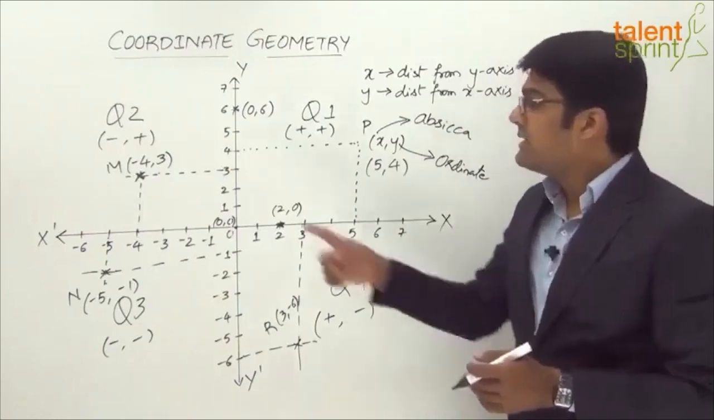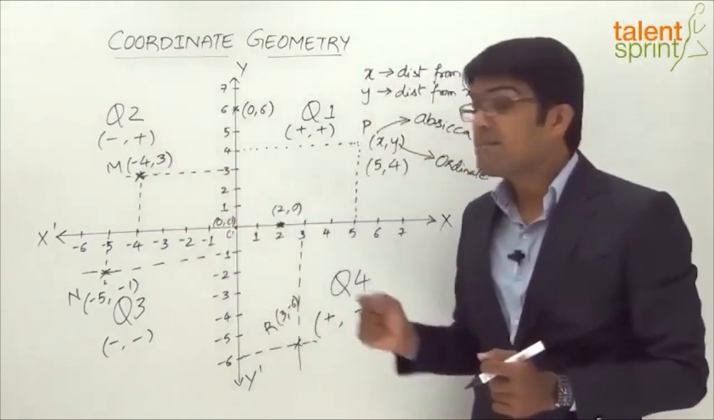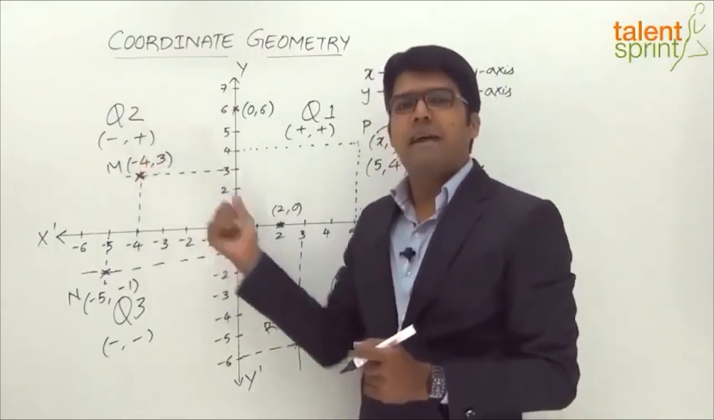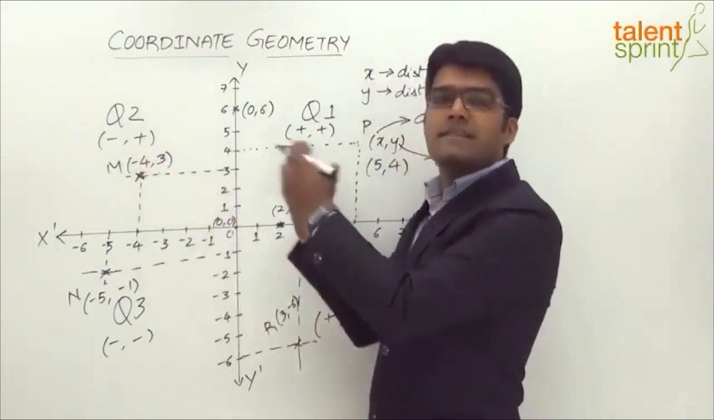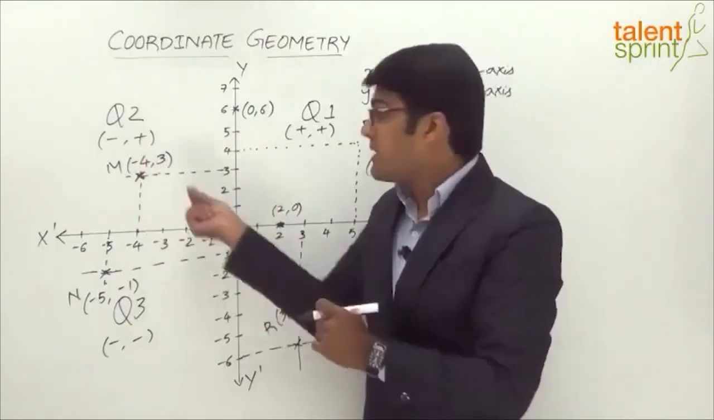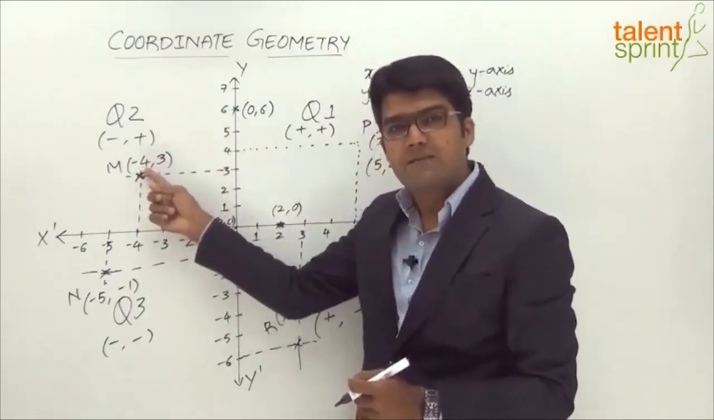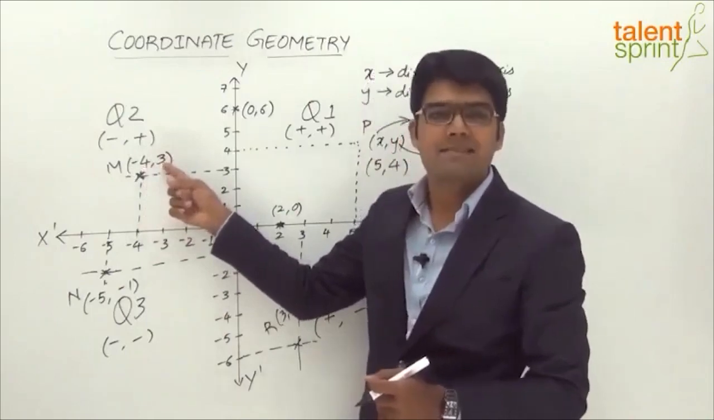4. In this case, what is the distance from y-axis? The distance from y-axis is 4. See, actually it is -4, but minus only indicates that it is on the second quadrant. It is in the second quadrant. But the distance in terms of magnitude is 4. So the distance from y-axis is 4. The distance from x-axis is 3.